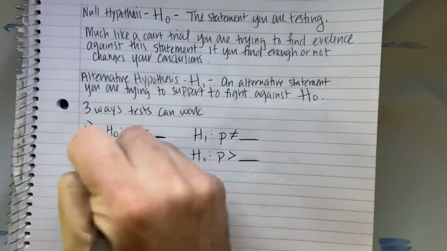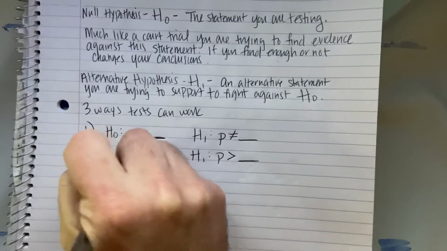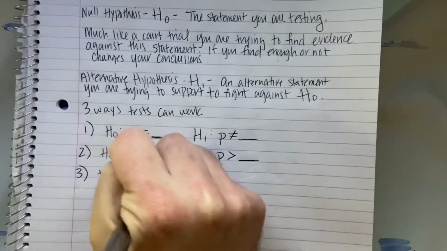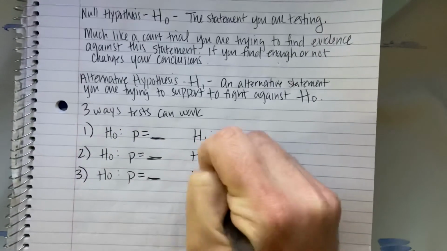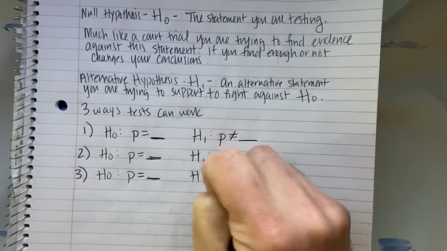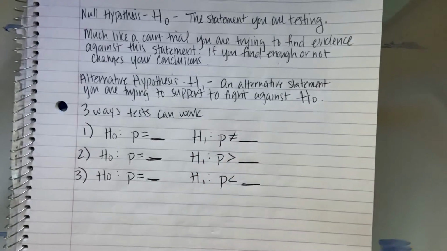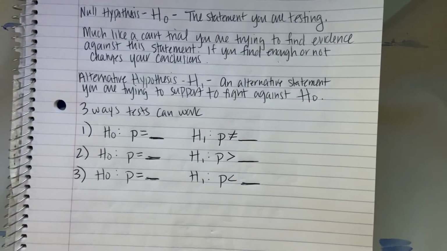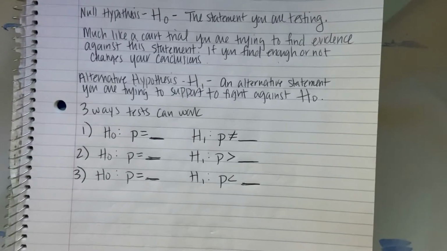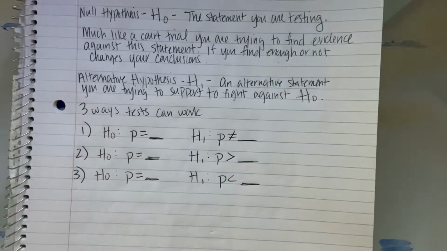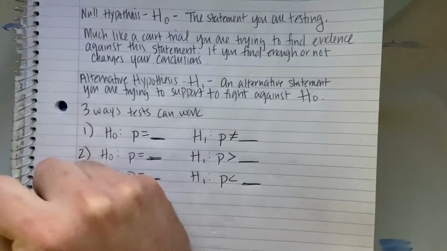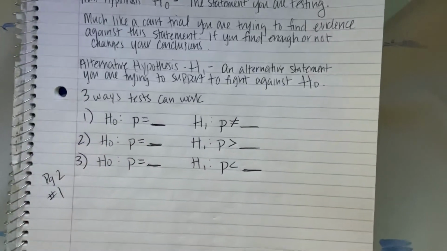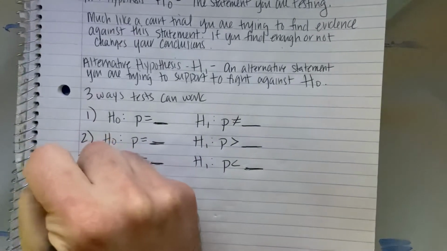And of course, what else can happen besides greater than? We have your hypothesis, the alternative, is less than. That gives you all your margin on the left side. So page 2 is all about writing hypotheses out given the scenario.